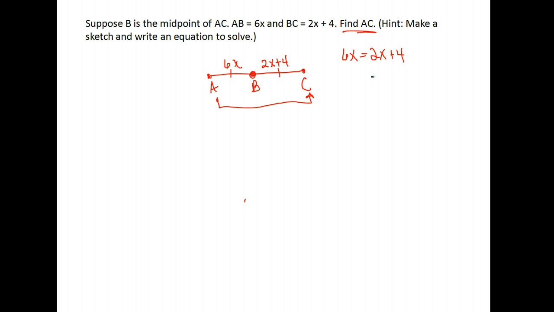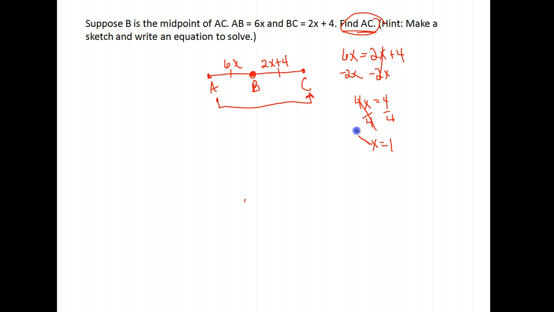We're going to solve that for x. So I would subtract 2x from both sides. I get 4x equals 4. I have 4 times x. To get x alone, I would have to divide both sides by 4. We get x is 1. Did we want x? No, we wanted to know what AC is, but we're partway there.